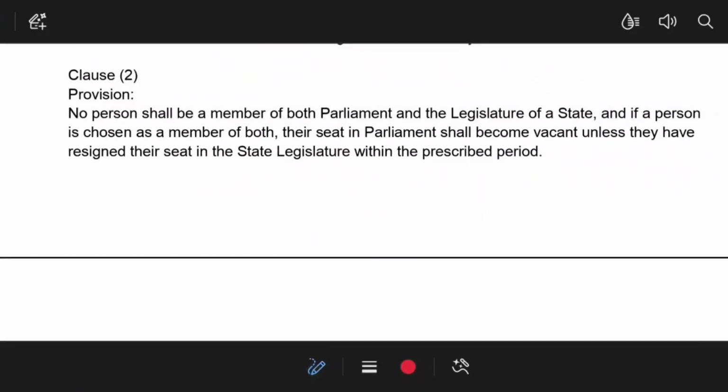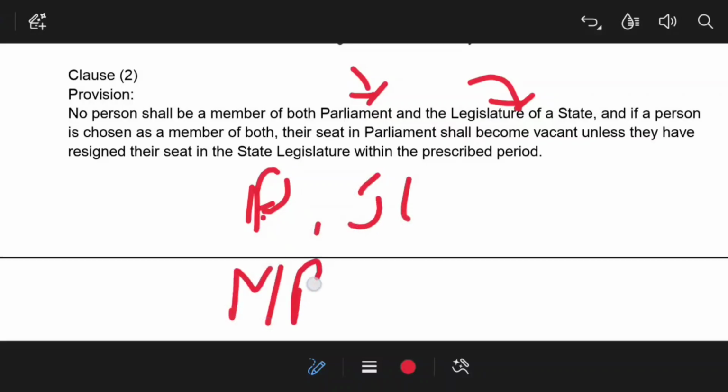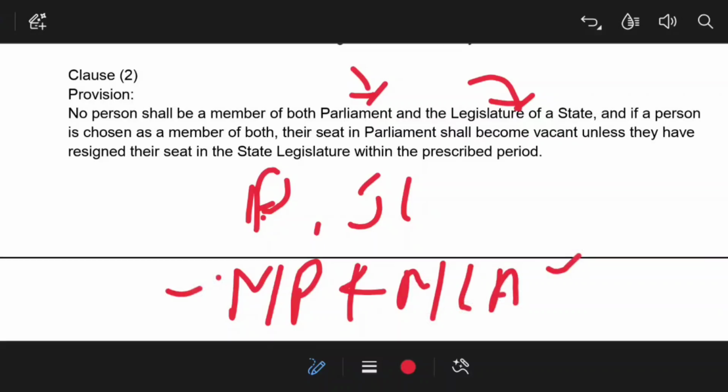Now clause 2. Clause 2 says that if a person becomes a member of the Parliament and of the state legislature as well, that means a member wins a seat from a constituency of the Lok Sabha, the Parliament, and apart from that of the state legislature as well. That means he is MP and MLA. If a person is chosen as a member of either house of the Parliament and in addition to that a member of the state legislature, that means MLA, then if a person is chosen as a member of both, their seat in the Parliament becomes vacant.